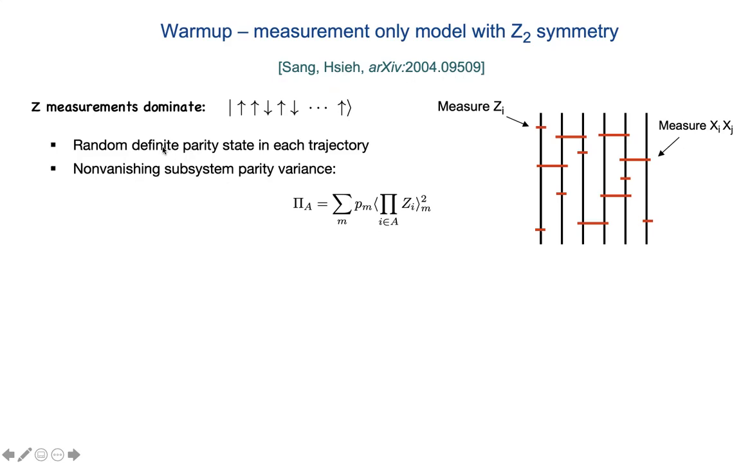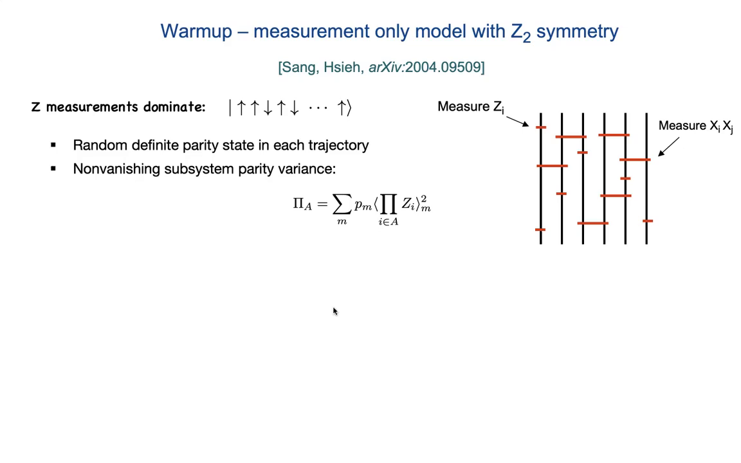And if what dominates are the Z measurements, then you expect to project onto something where the Z is well defined, meaning that the parity is well defined. You have a definite parity state. No long range order if you want, but definite parity. This implies that if I measure the variance of the parity operator on a subsystem A, even a very long subsystem, it decays to some constant and not 0.